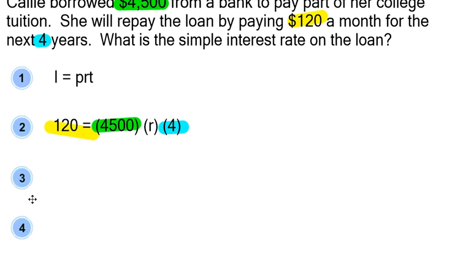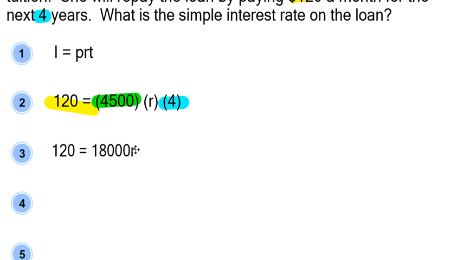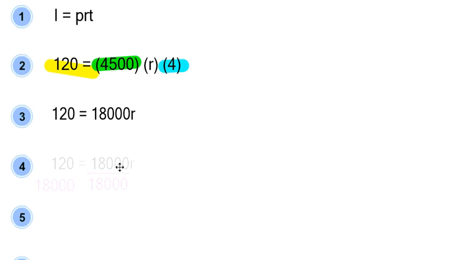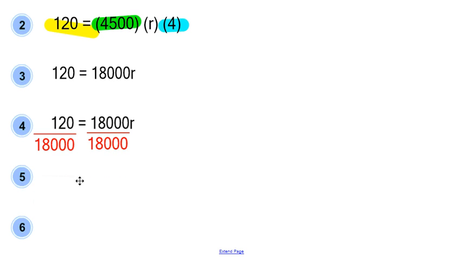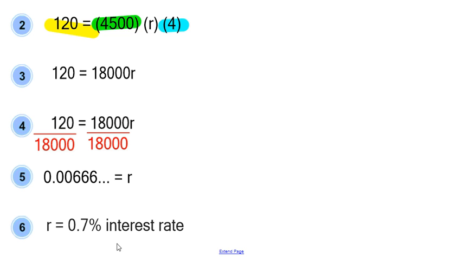So I'm going to multiply what I can. So 4,500 times 4 is 18,000 times R equals 120. Now our variable R is being multiplied by 18,000. So I'm going to divide by 18,000 on both sides, and I get 0.006 repeating. So what I'm going to do with that is multiply it times 100 to convert your decimal to a percent, and you get about 0.7% interest rate.